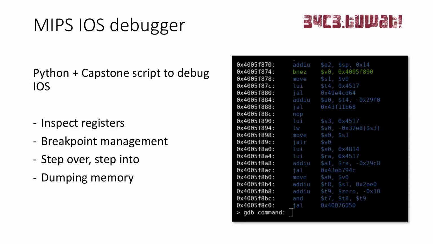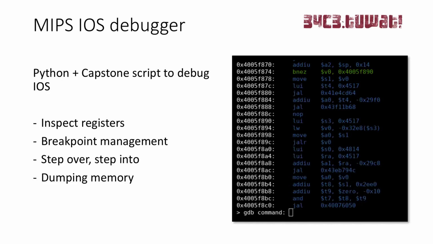This way, I was able to make a quick Python script using Capstone to be able to debug iOS. You can inspect registers. There's basic breakpoint management: you just write a special control double word to be able to break. You can step over, step into, and also a good feature is to be able to dump memory, which we will use later.